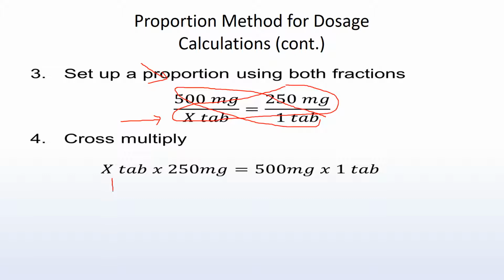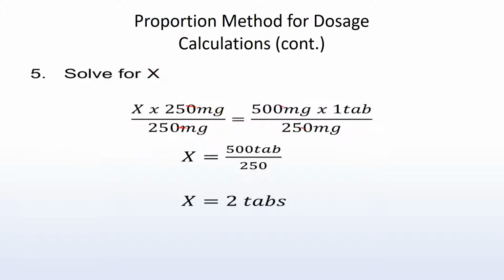What are we solving for? So what are we going to do to both sides? We're going to divide both sides by 250. This term goes away. This term goes away. And you are left with 2 tablets. So you just simplify this term to get 2 tablets. So that is cross multiplying in a nutshell.